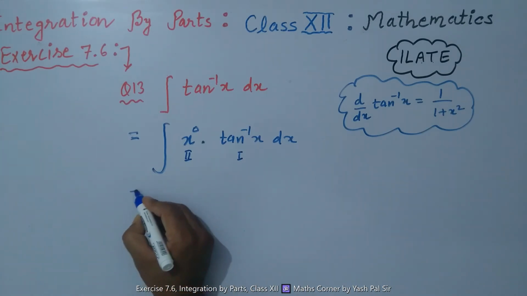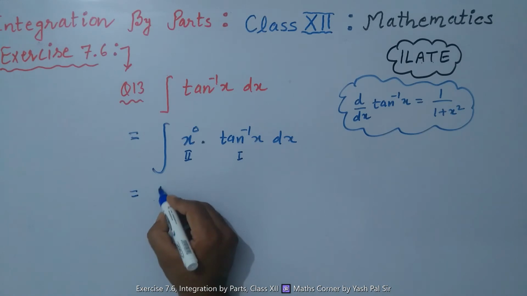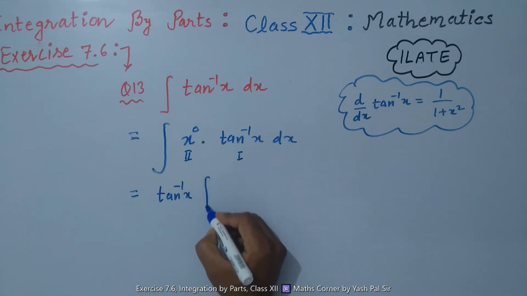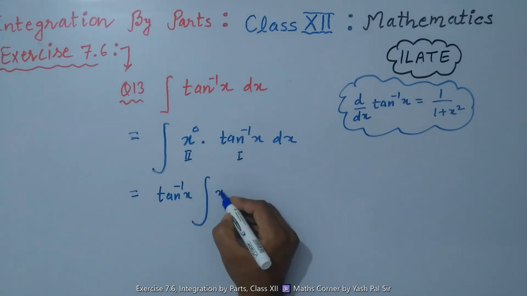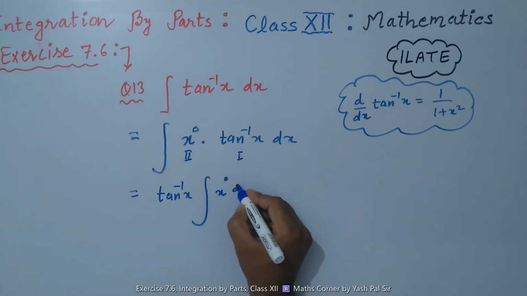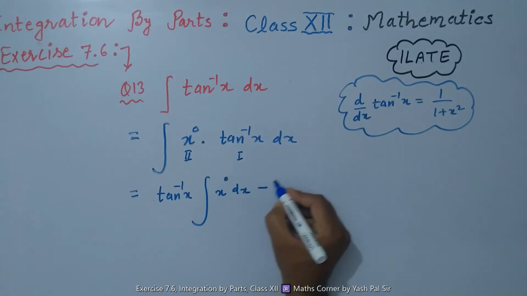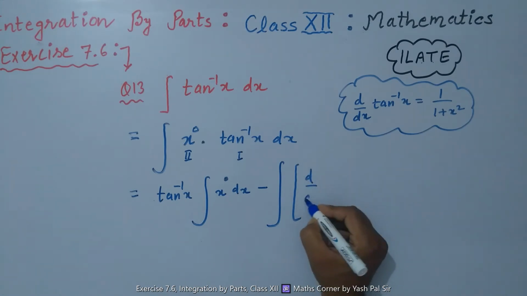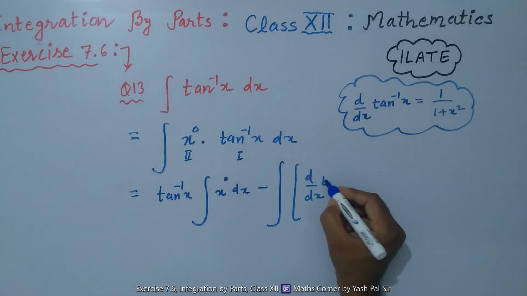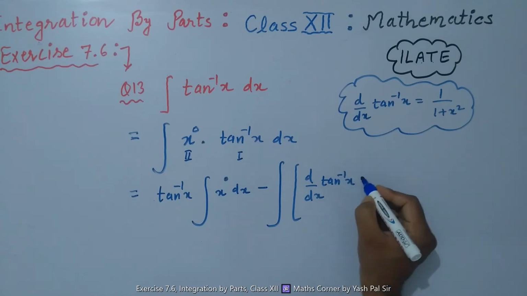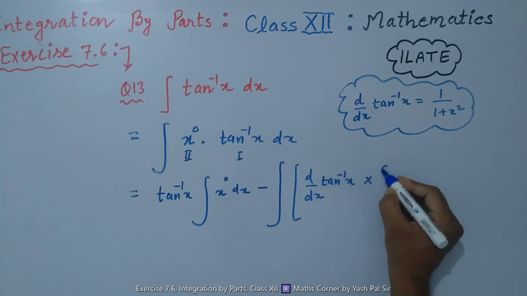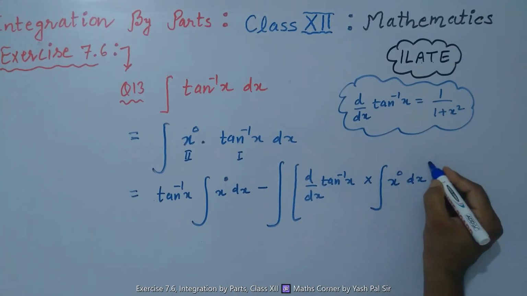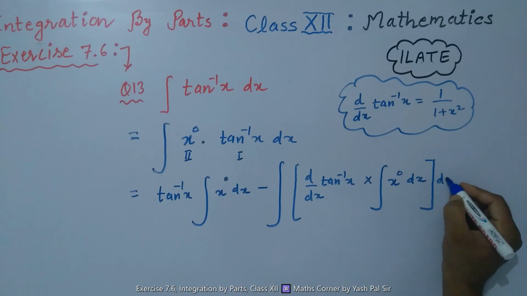So what is the rule? First function as it is, that is tangent inverse x, there is no change. Integration of second function x raised to power 0 into dx, minus sign, integration of derivative of first function, which is tangent inverse of x, into integration of second function x raised to power 0 into dx, outside the bracket dx.